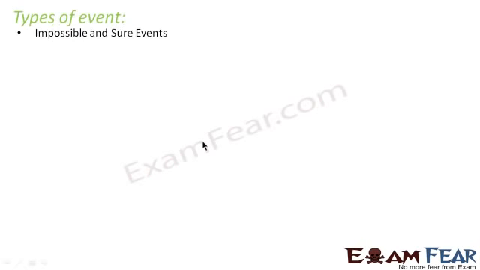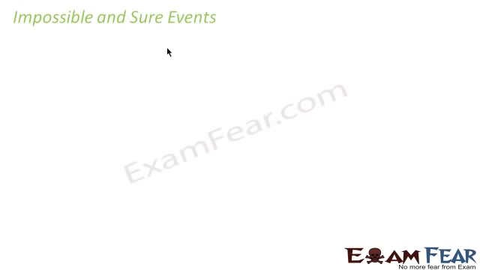Now let's discuss types of events. There are three types of events. First is impossible and sure events. The second is simple events. And third is compound events. We'll discuss all these three. Let's discuss impossible and sure events.